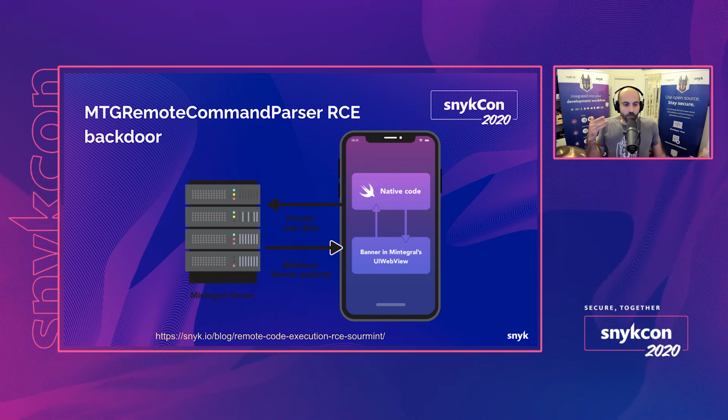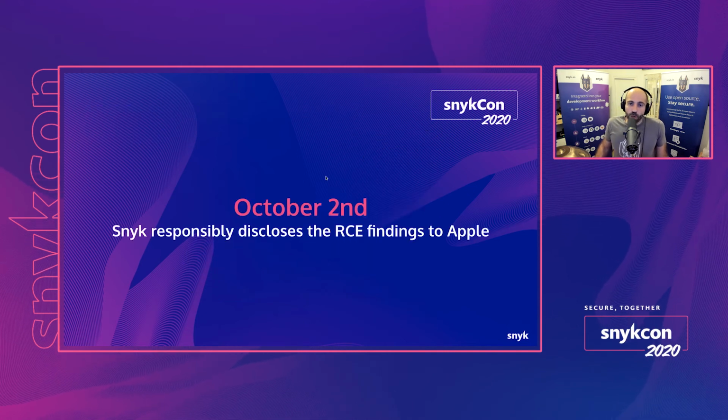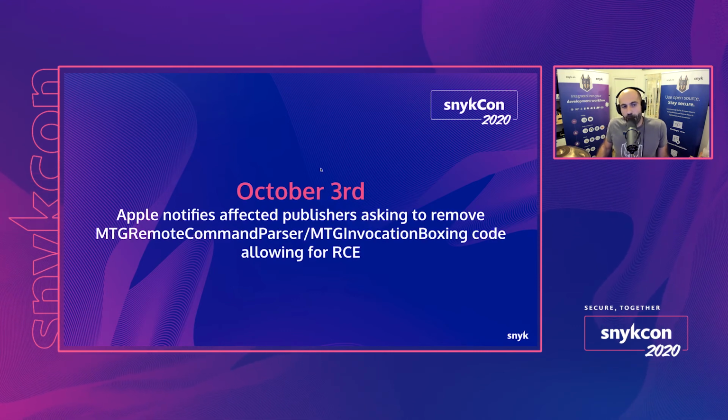And what's more important here is that not only Mintegral can do that, any advertiser can deliver such an advertisement, right? So this is a much bigger exposure than just Mintegral doing that. On October 2nd, Snyk responsibly disclosed the RCE findings to Apple. About one day later, Apple notified all affected publishers and asked them to remove the MTG command parser and MTG invocation boxing code classes from their apps, the classes that allow for the RCE.